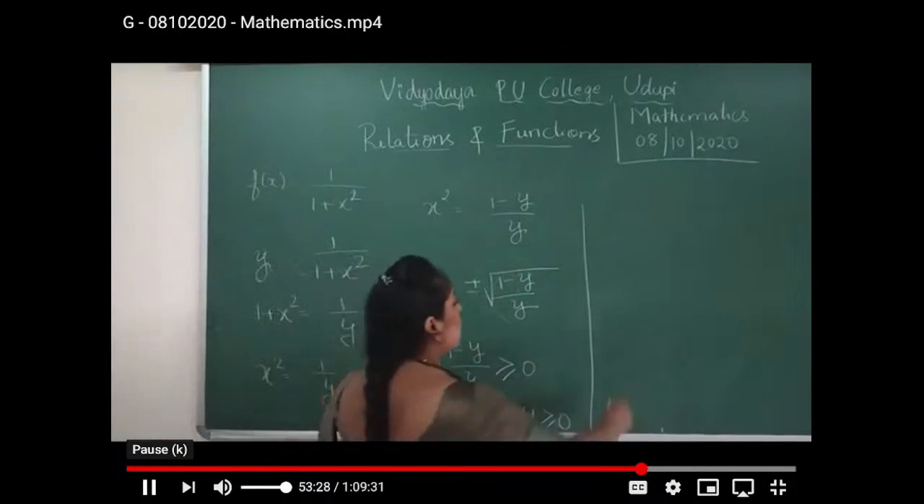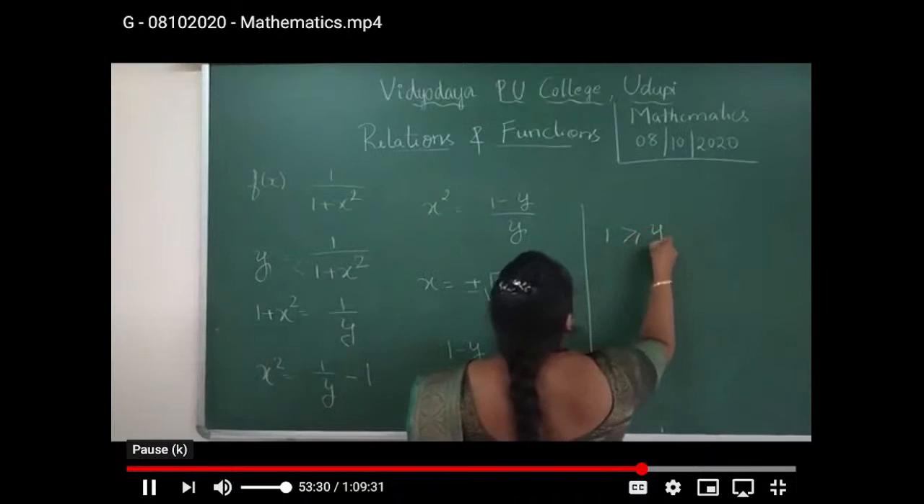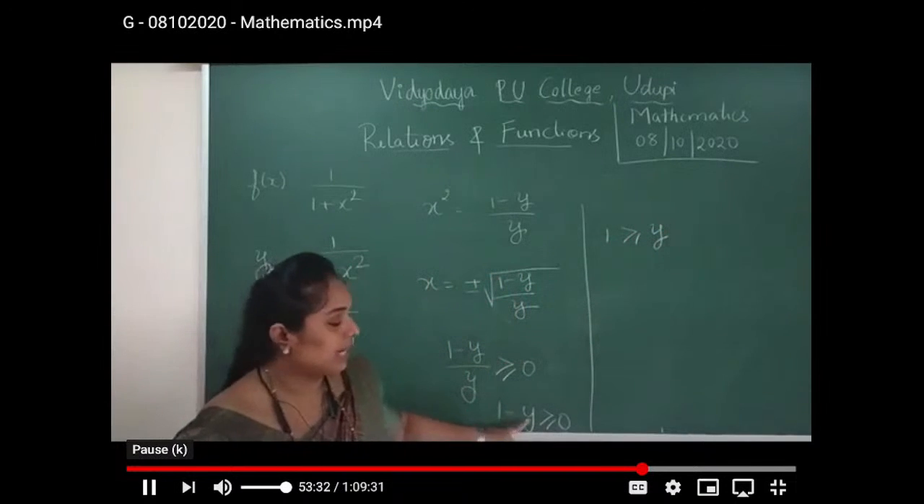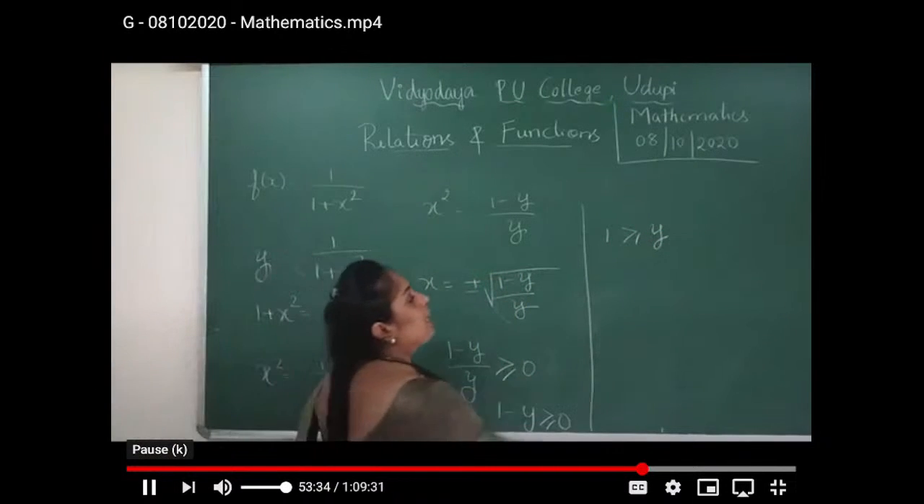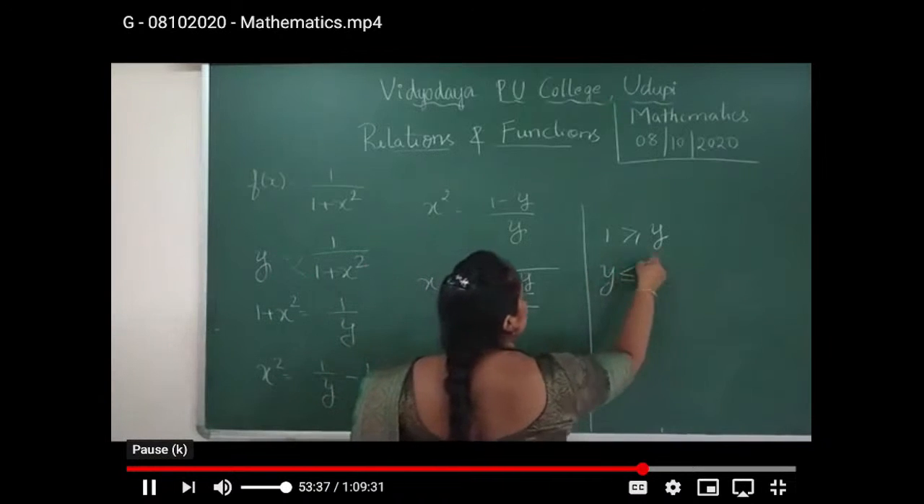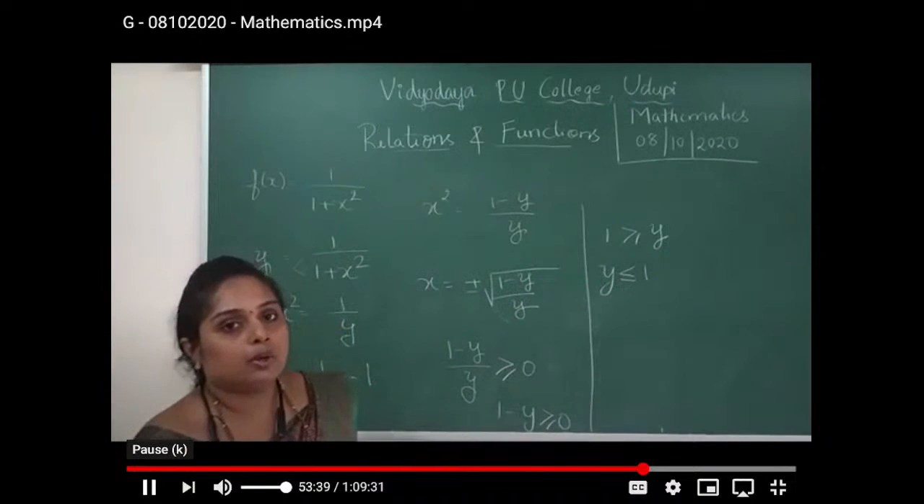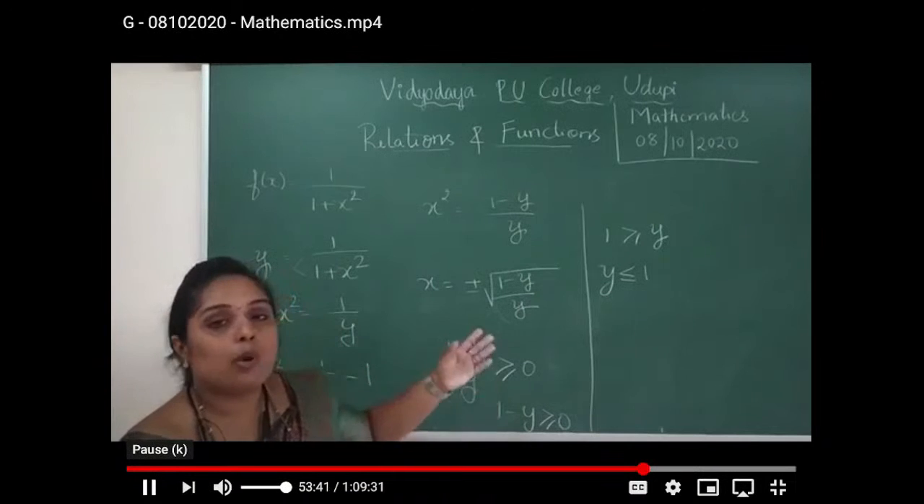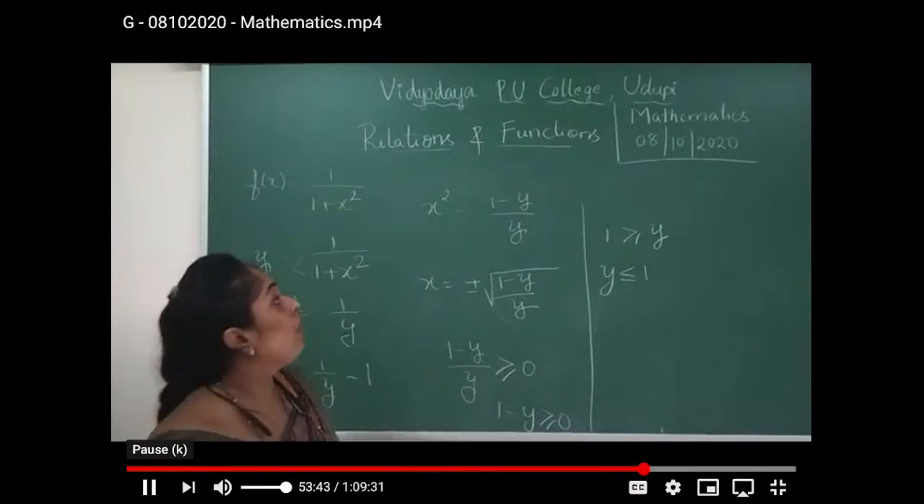Here I'm shifting y that side. So 1 is greater than or equal to y. Okay, minus y shifted that side becomes plus y. So I can write y is less than or equal to 1. Okay, what did I get by solving? y is less than or equal to 1.